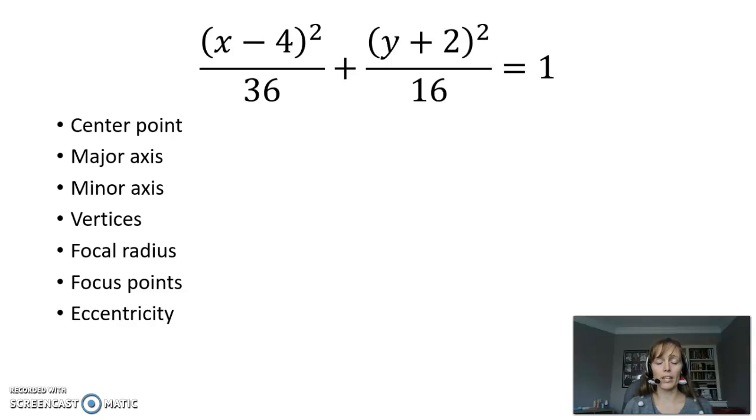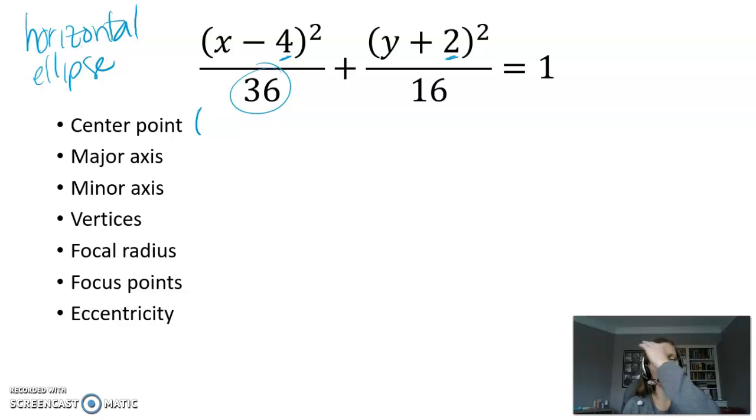So starting with the center point, actually first starting with whether or not this is a horizontal or a vertical ellipse. Looking at the equation here, we look to identify where the larger number is. We see that that occurs under the x. So that means that this one here is a horizontal ellipse because the larger number is under the x value. The center point is based on the numbers that are in here with the x and the y. Remember that it's always going to be the opposite of what you see. So the center point for this ellipse is at (4, -2).